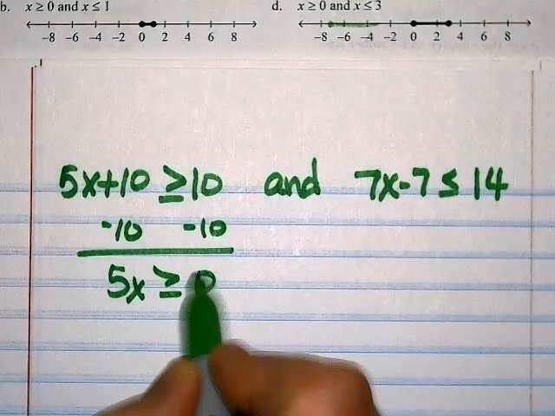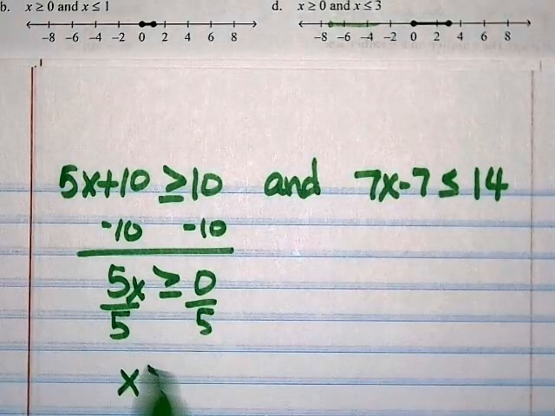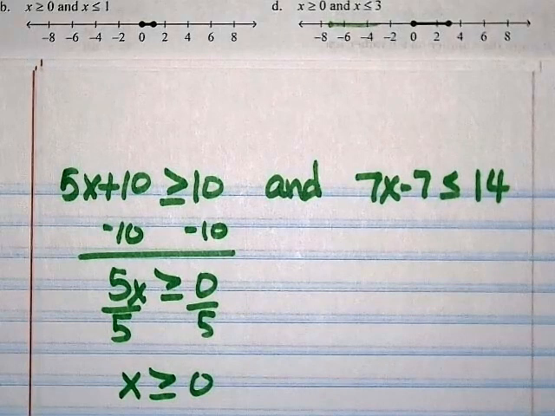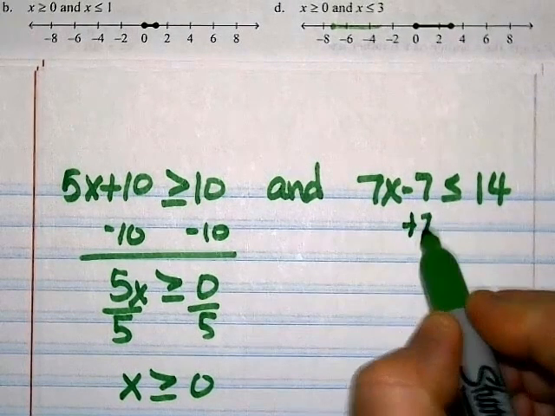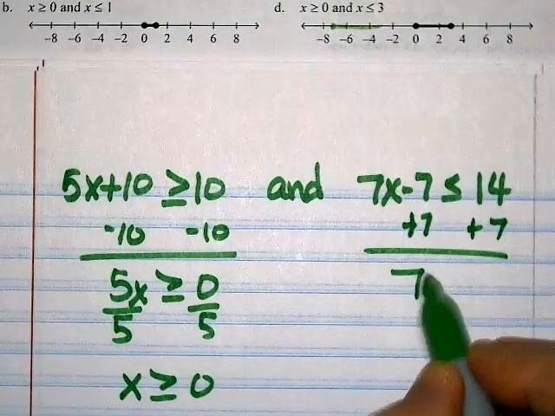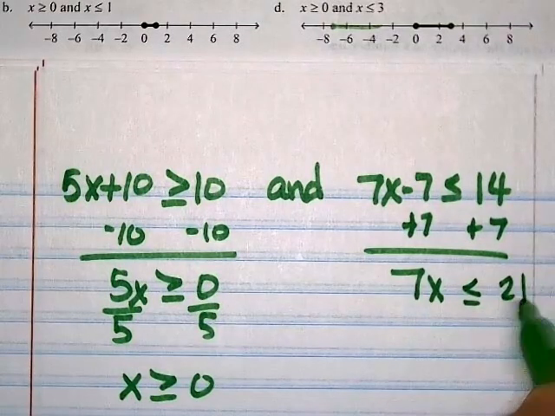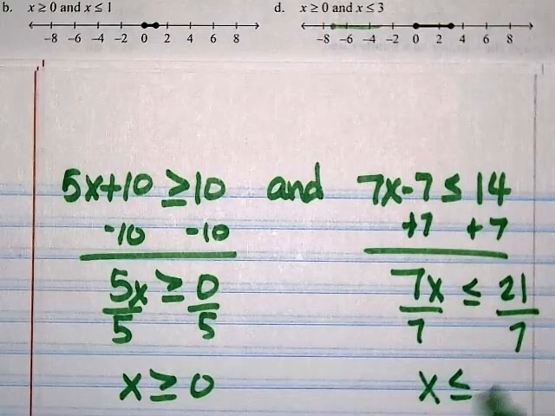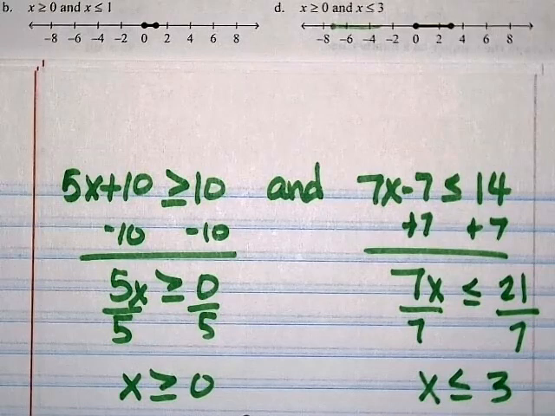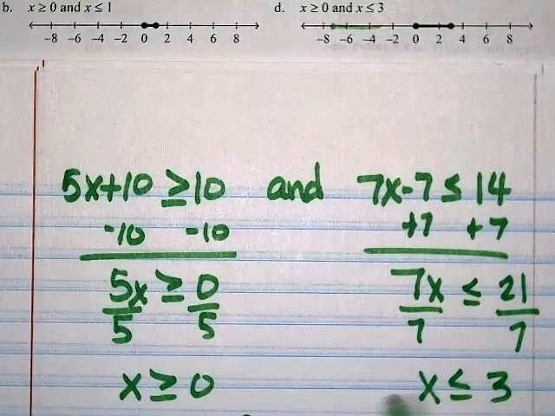5x is greater than or equal to 0. Divide by 5. X is greater than or equal to 0. Add 7 to both sides. 7x is less than or equal to 21. Divide by 7. X is less than or equal to 3. So on a number line, I have 0 and 3. I have a colored circle because it has an underscore, and I want x's that are greater than, which are all the ones over here, but I also have to consider this inequality, which says it has to be less than 3. So the ones that satisfy both are located here, and this is answer choice D.